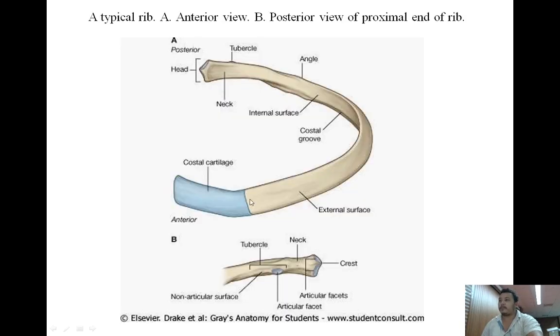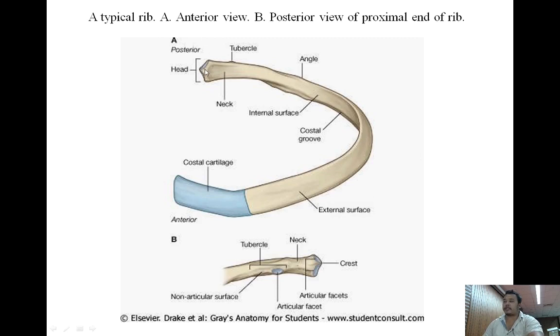This is another diagram, the same thing. Now that part of the head of the rib which is intervening between the two facets is called the crest. This area which articulates with the intervertebral disc is called the crest of the rib. And of course the anterior end of the rib articulates with the corresponding costal cartilage. So these are features of the typical ribs.